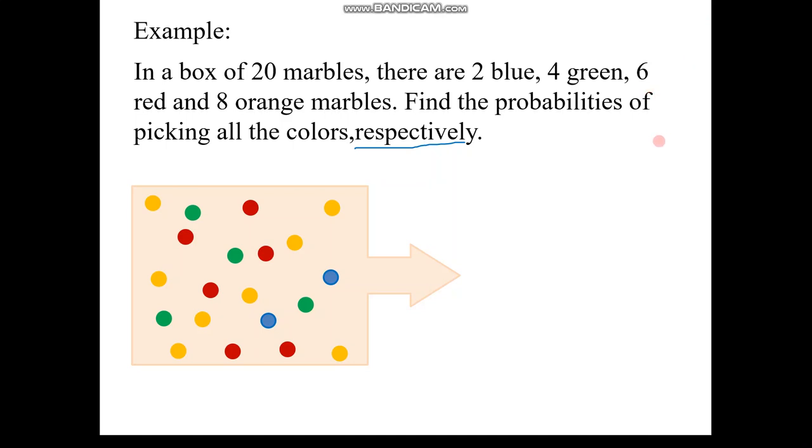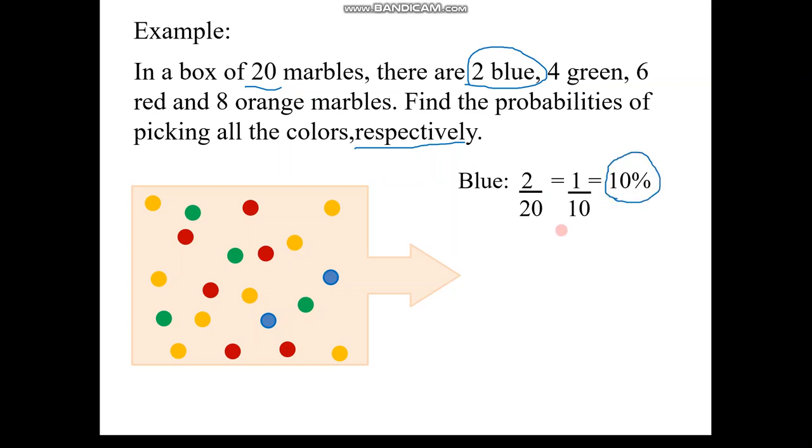Okay, let's start with blue marbles. So I have 2 blue marbles, and out of what? 20 marbles. So the probability of picking the blue ones is 2 divided by 20, and it is equal to 10%. What about green ones? I have 4 greens. Yes, and I am writing this in this way, and I am simplifying, and I will reach 20%.